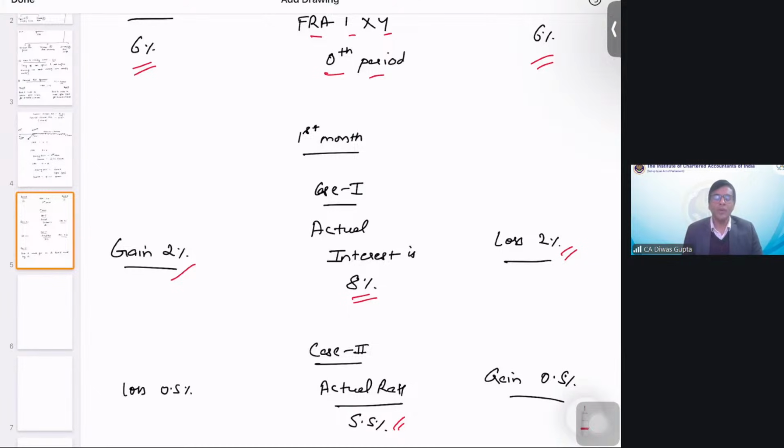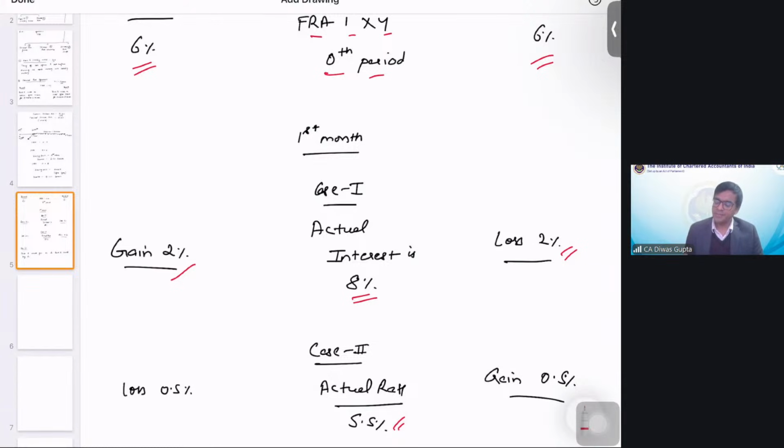So for the borrowing bank, if the borrowing bank would not have entered into this commitment to borrow at 6%, then bank A would have borrowed at 5.5%. Correct? So hence there is a loss of 0.5%, students. Correct? Because bank A is borrowing at a higher rate of 6%.